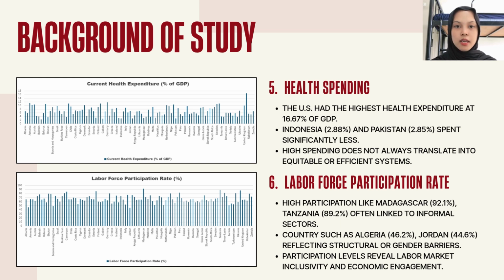And the last, number 6, is labor force participation rate. The graphic for this variable shows that countries like Madagascar and Tanzania had very high labor force participation rates, possibly due to a large informal sector. On the other hand, Algeria and Jordan had much lower rates, often influenced by structural unemployment or low female labor participation. Developed countries such as the US and Germany showed more stable, moderate participation rates.